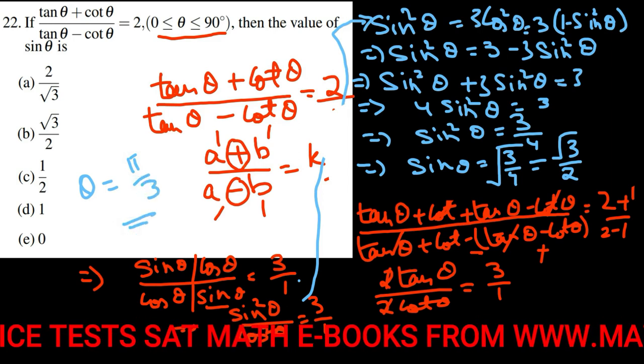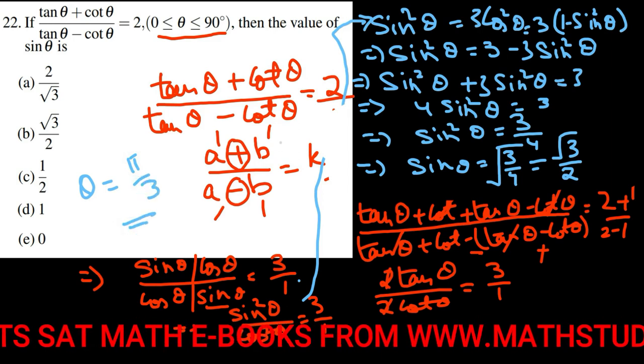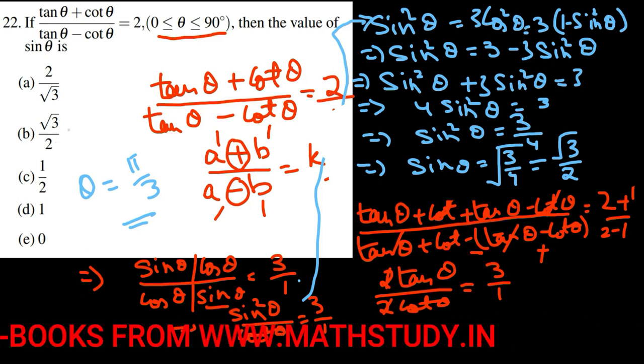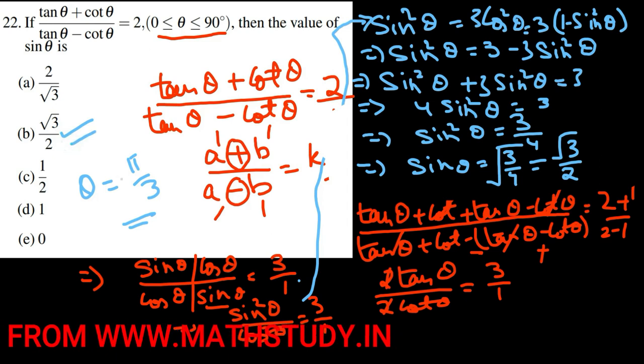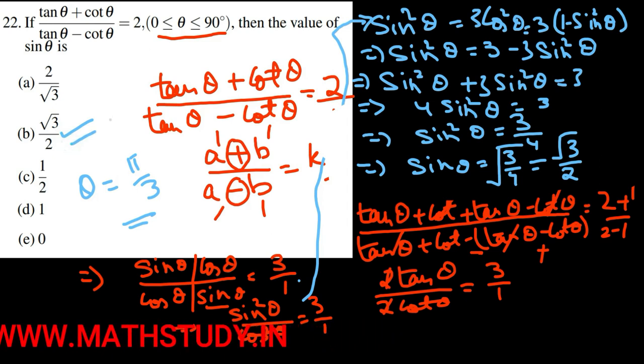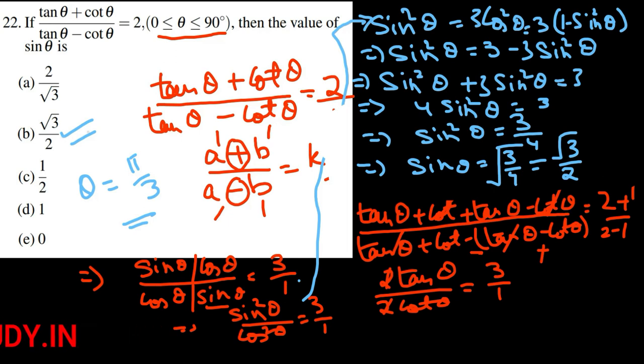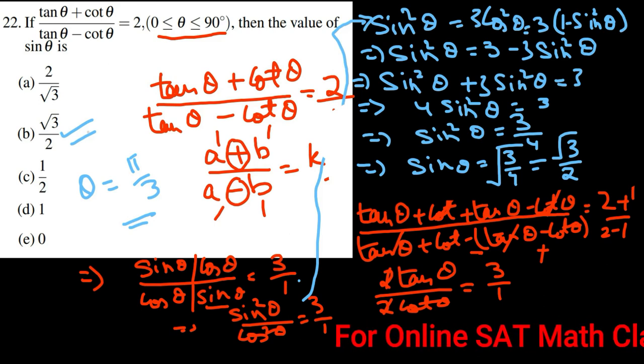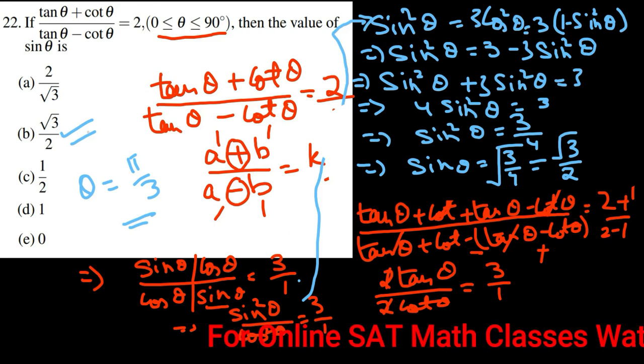Theta is equal to pi by 3, or basically we have to find the value of sin theta. So sin theta is equal to root 3 by 2. So we got our answer, which is option B, and our theta is basically pi by 3. So our option B is the correct answer here. I hope you understood this concept as well. Here we have applied the componendo and dividendo property of ratio and proportion, right?